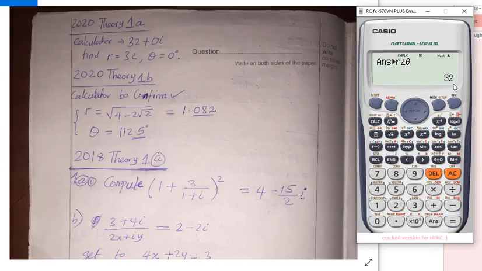That means there is no theta. Theta means 0. Since it did not write theta out, theta is 0. So that means it just gave you only R. R is 32. Do you understand? So that is for this one. Then you will now continue the other process I showed you in how to complete the theory question.